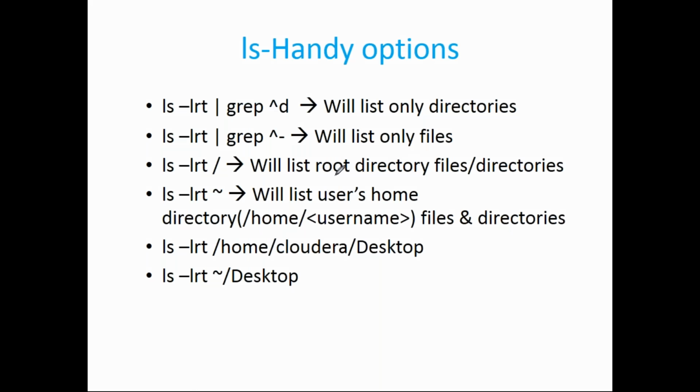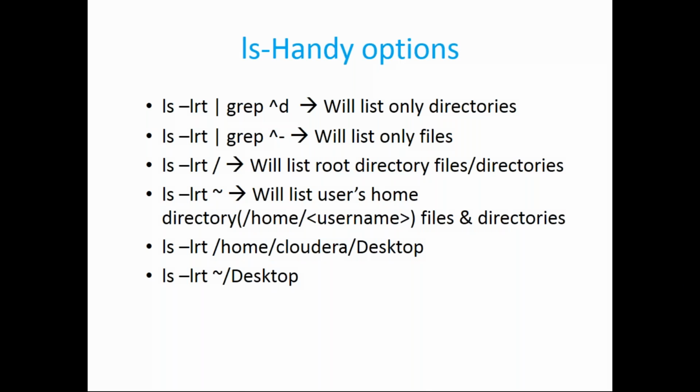Again, the next handy command will be listing your root directory contents. We know that forward slash is nothing but your root directory, so you can just type ls -lrt and forward slash. And then you know that the tilde symbol represents your current user's home directory. Because we have logged in as Cloudera, the home directory will be /home/Cloudera. Tilde represents the home directory in Linux, and this is a way to give a path for any specific directory, like /home/Cloudera/desktop. Instead of typing /home/Cloudera/desktop, you can replace it with the tilde symbol. This will actually be replaced with /home/Cloudera and desktop.